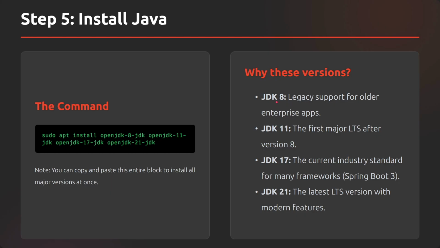Because basically 8 is the legacy support for older enterprise apps. If you are working on some older apps, this will be utilized. JDK 11 is the first major long-term support (LTS) after version 8. Okay, so this is a long-term support version, which is a stable one after the 8 version which came out.